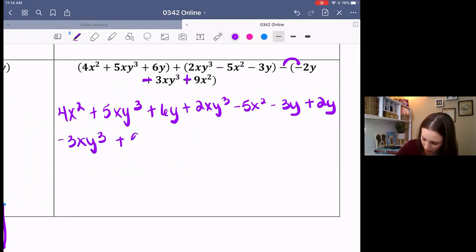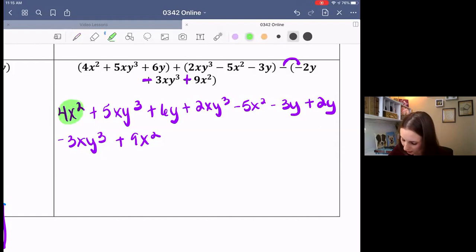You can see I had to kind of go to the next line. Now I'm going to show my like terms with different highlighter colors to make sure that I'm getting every term. I don't want to miss anything.